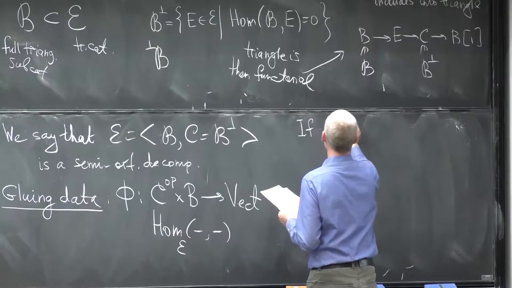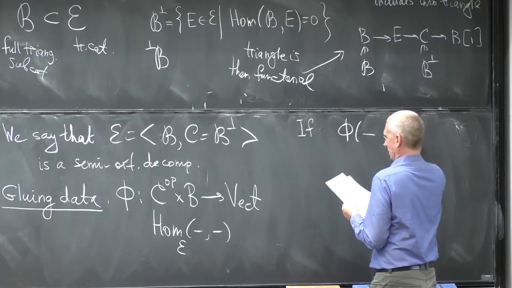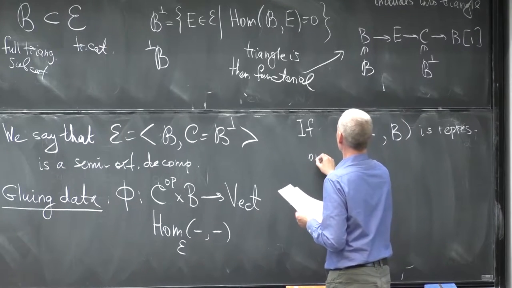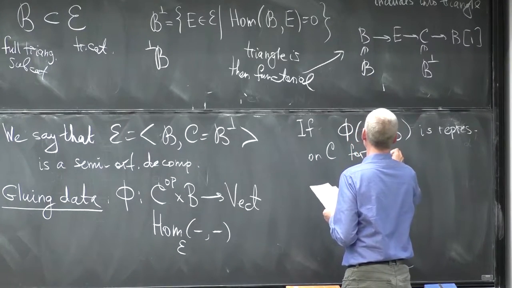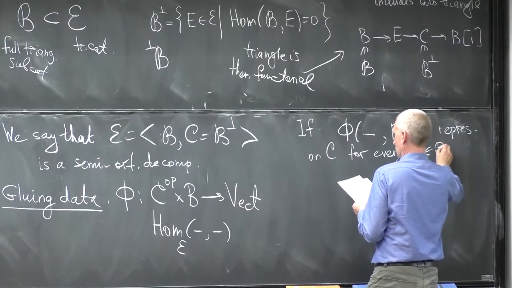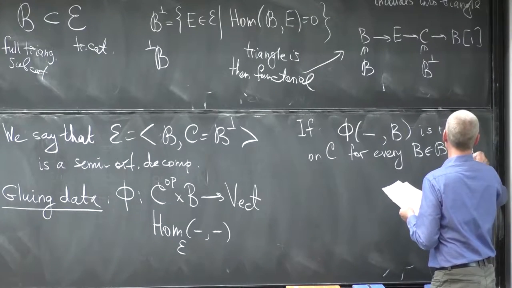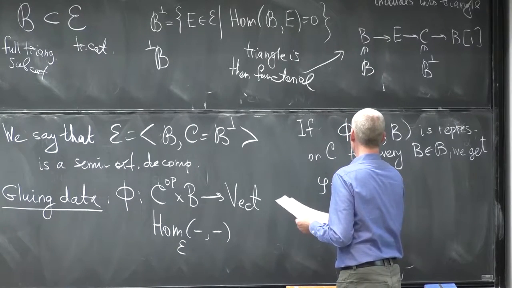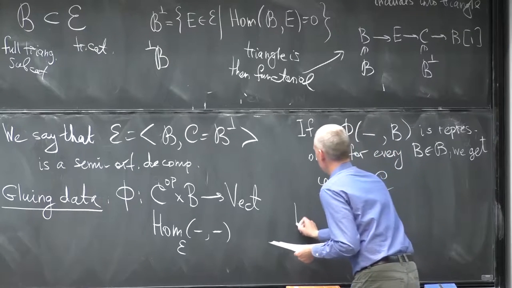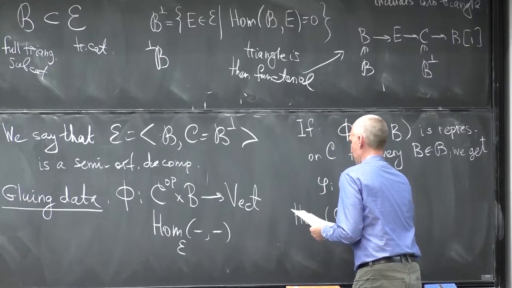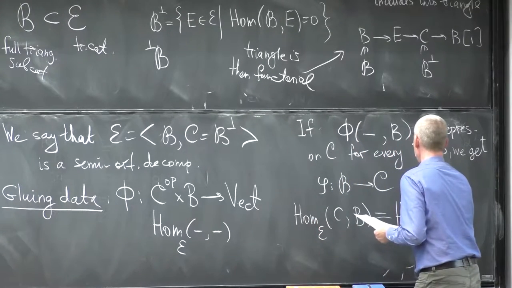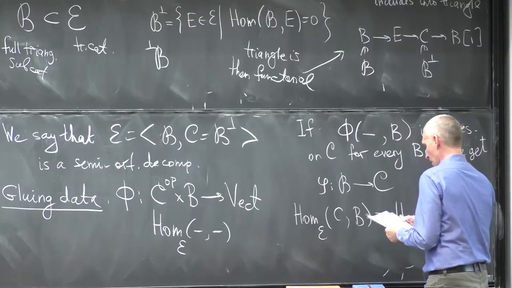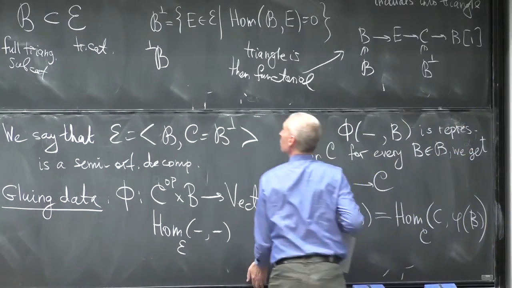If the functor phi, Hom into B, is representable on C, for every B, we get a functor. Let's call it a small phi from B to C. Which means that Hom in the category E from C to B is equal to Hom in the category C from C to phi. And in this case, one can glue.